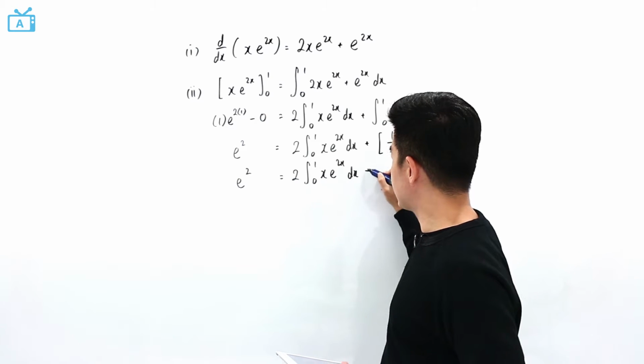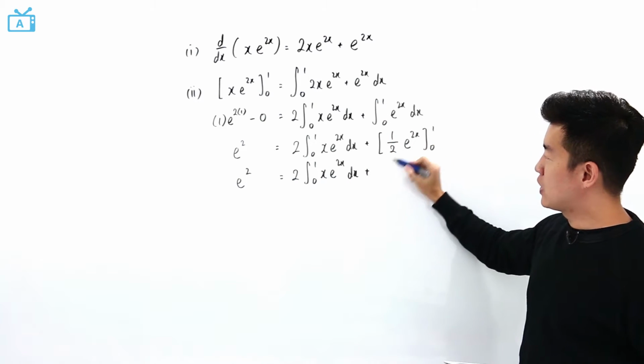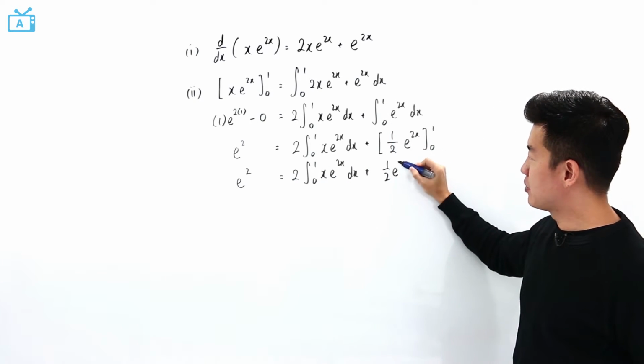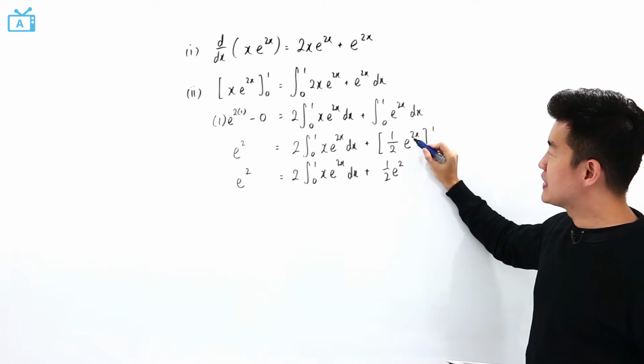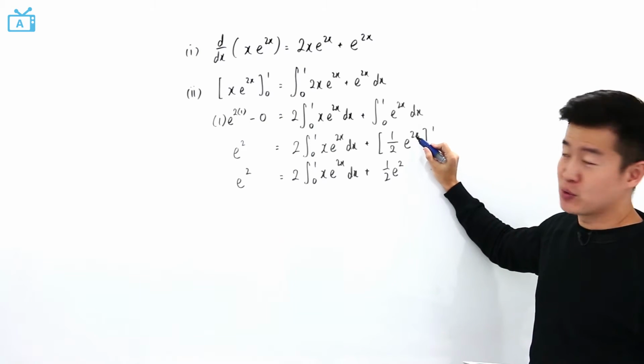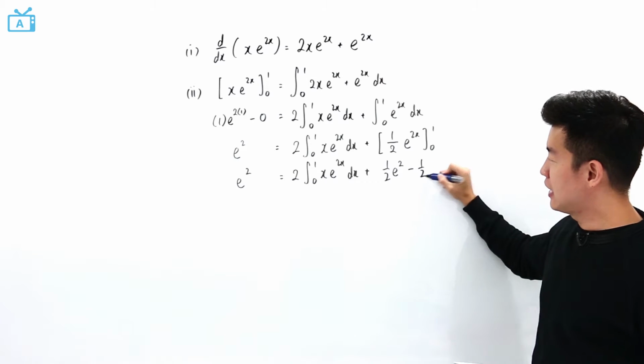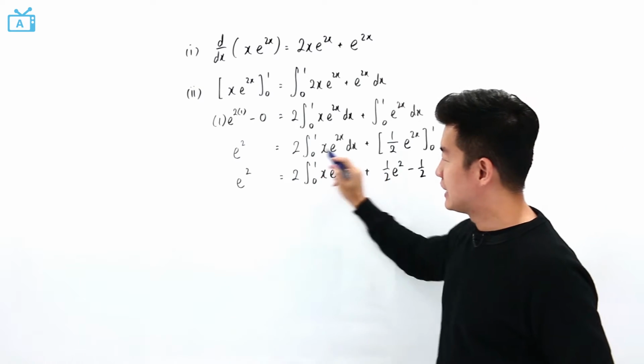And this, if I were to substitute 1 in, it is going to be half e to the power of 2. And if I were to substitute 0 in, it is e to the power of 0, which is 1, so minus half. Let's make this the subject.